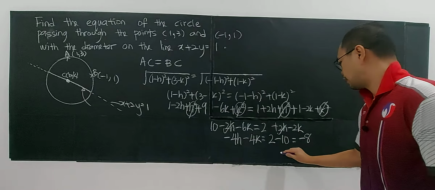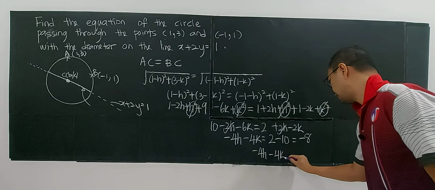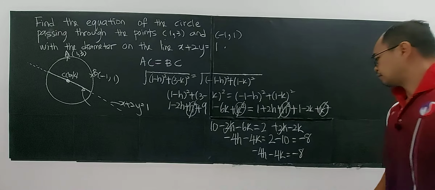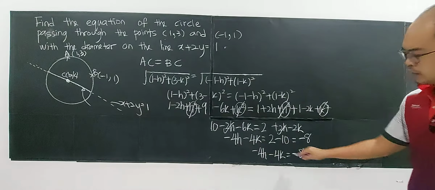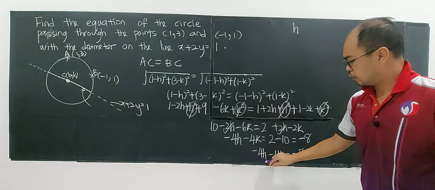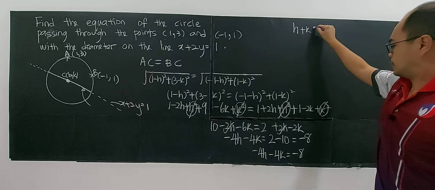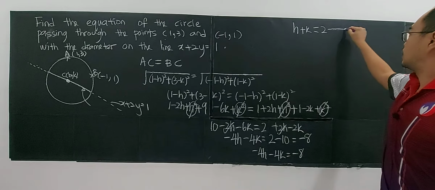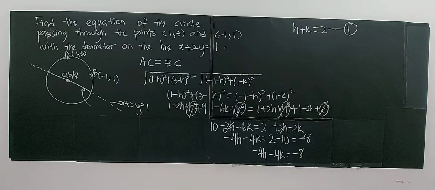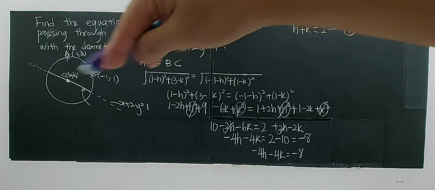So finally you have negative 4h, negative 4k equals negative 8. Simplify this by dividing by negative 4. Dividing by negative 4, you have h plus k, and dividing by negative 4, you have 2. Then I get equation 1, the first equation that relates h and k, by using the radius.